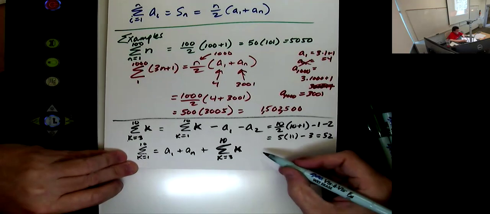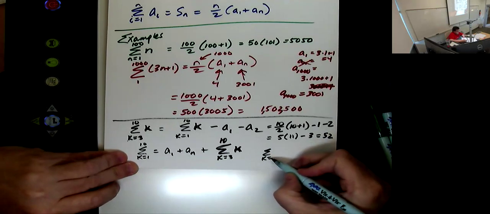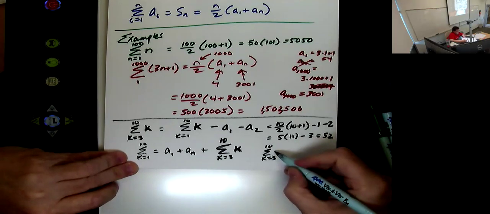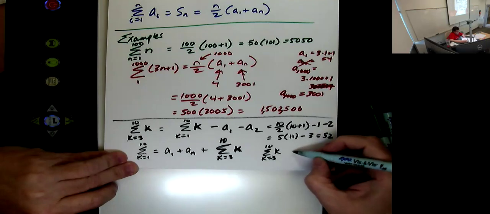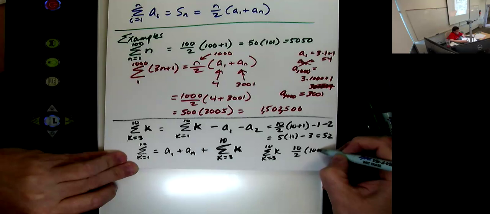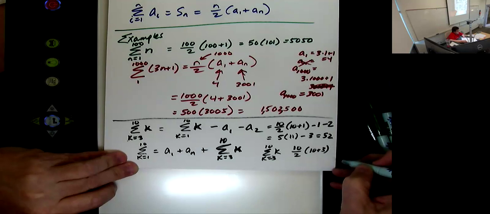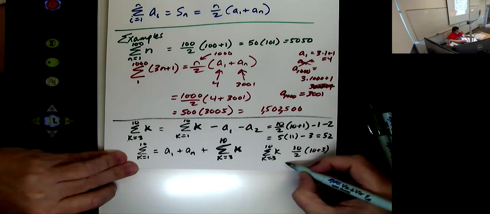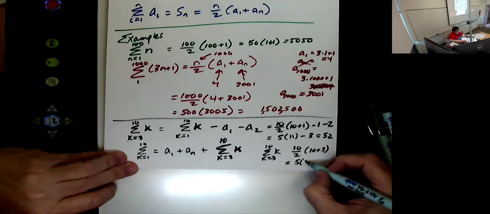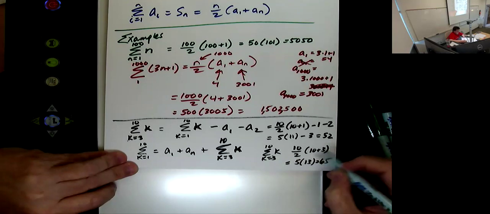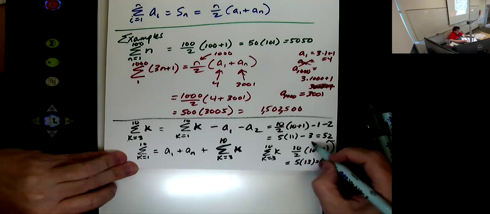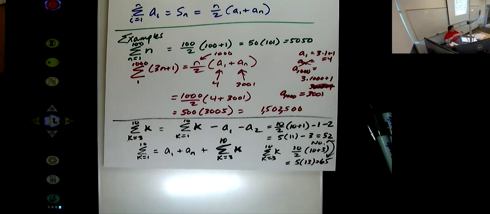Let's see if that works with what you said. k equals 3 to 10. Okay, so can I do 10 over 2 times 10 plus 3? No, it's not the same. This is 5 times 13, which is 65. It's not. I don't think Alex is going to do that.